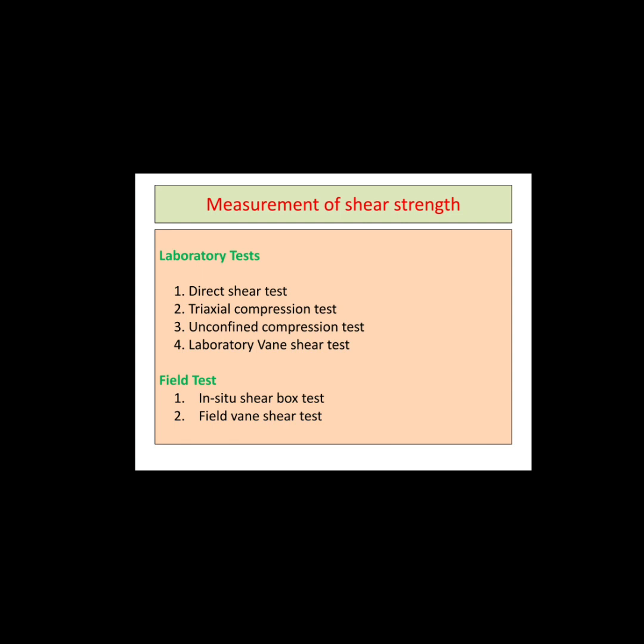Shear strength can be measured in the laboratory as well as in the field. The laboratory tests are performed on representative soil samples and must be done in such a way that they represent the field conditions properly. The laboratory shear strength tests are direct shear test, triaxial compression test, unconfined compression test, and laboratory vane shear test. Some of the field tests are in situ shear box test and field vane shear tests.